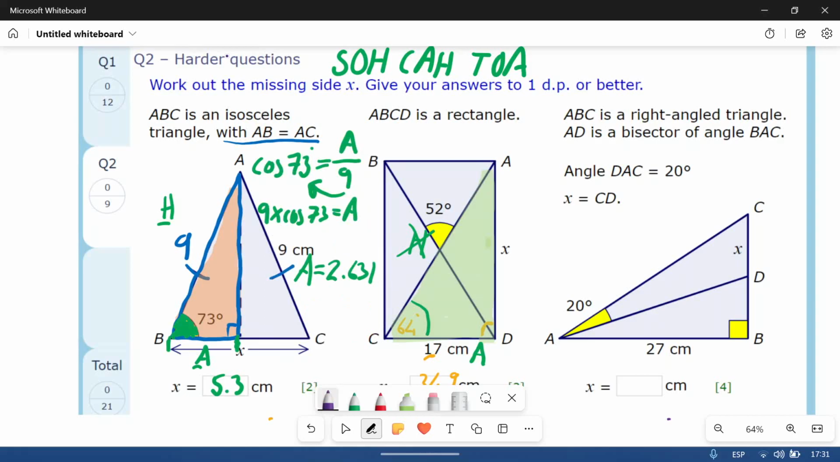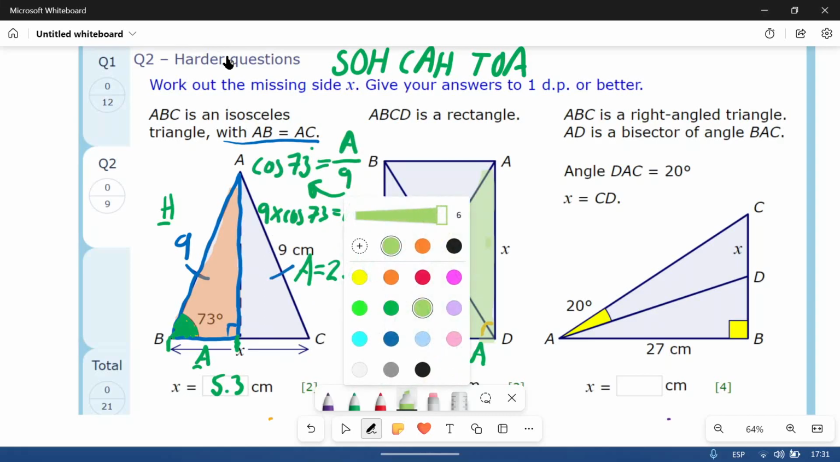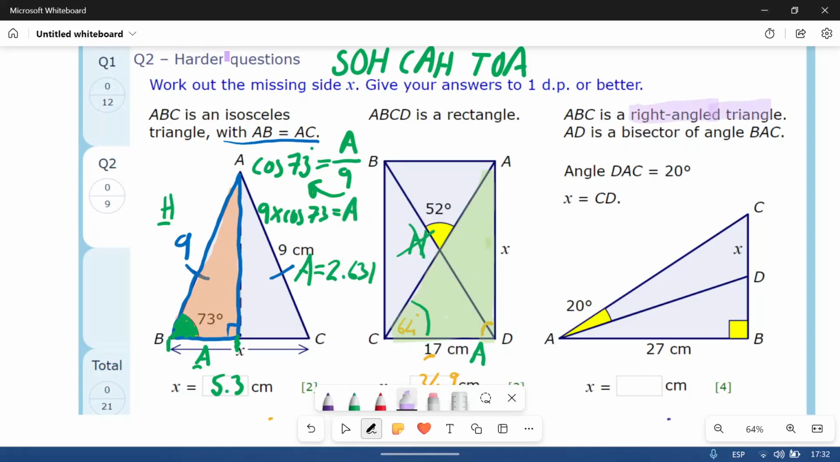Let's see. First, read the information at the top. So what do we have? A right angle triangle. Brilliant, SOHCAHTOA is going to work. And AD is the bisector of angle BAC. That simply means that it cuts this angle in half, so that one is 20 and this one is 20.